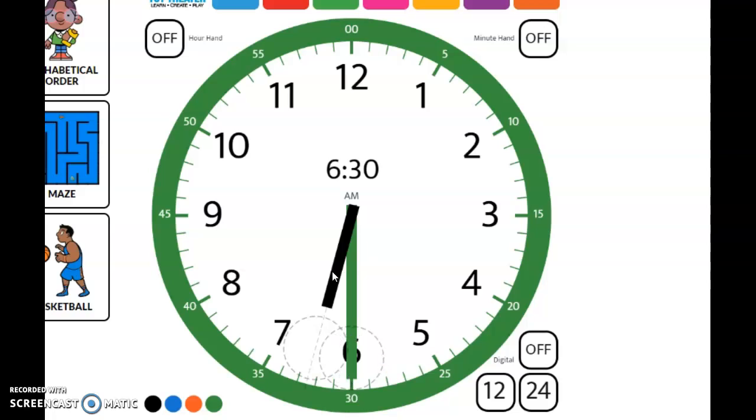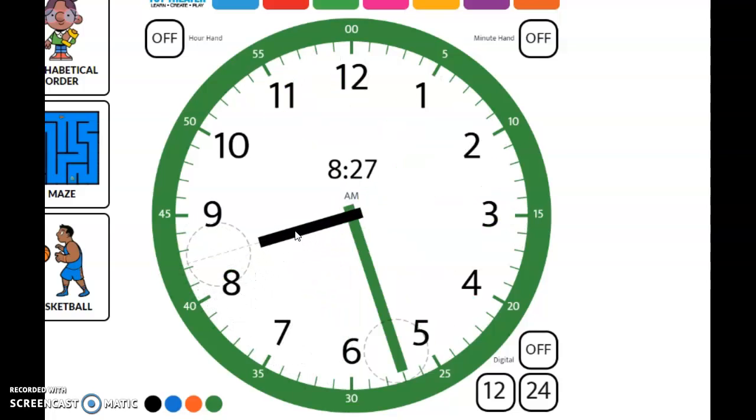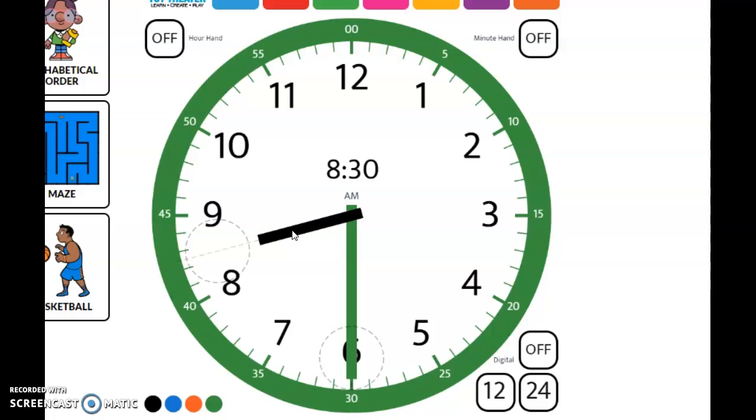Let's see how 8:30 looks. So I'm going to move the clock to go to 8:30. The minute hand is staying on the 6 for 30 minutes. And the hour hand is right in the middle, but that means the number before is 8. We can either say 8:30 or half past 8.